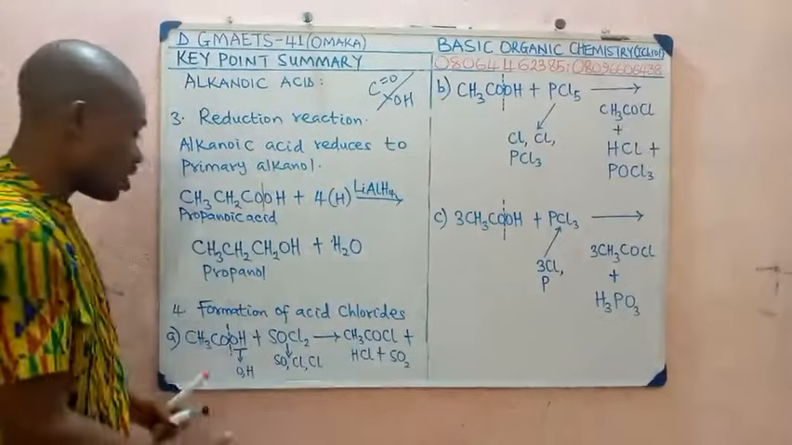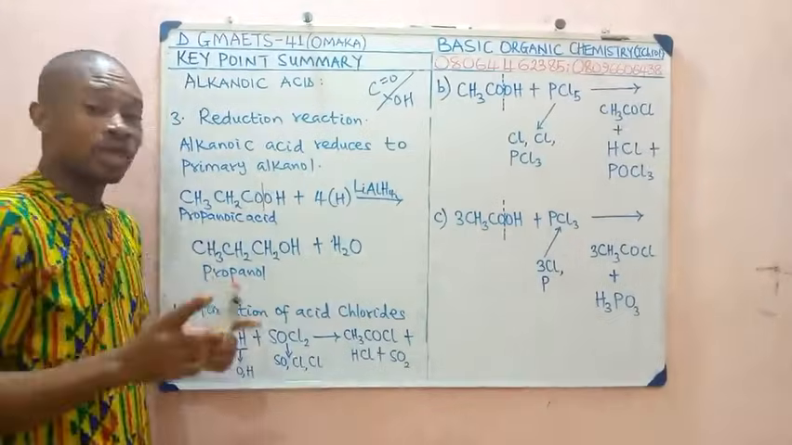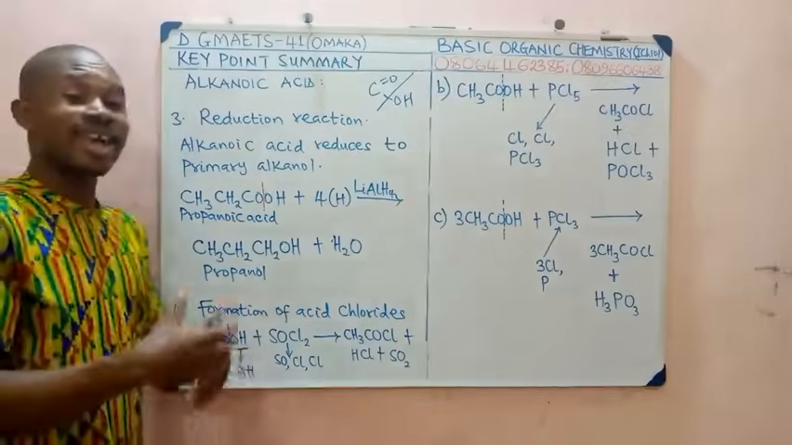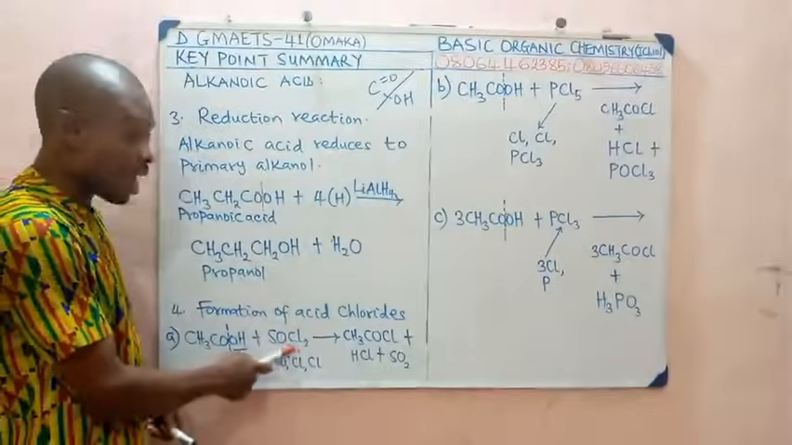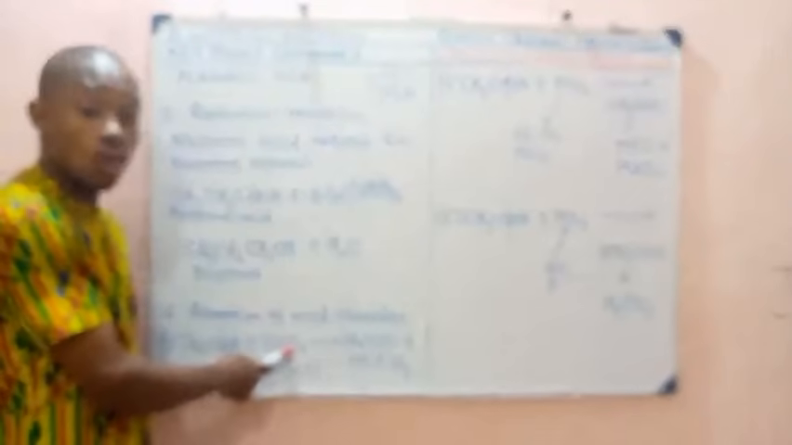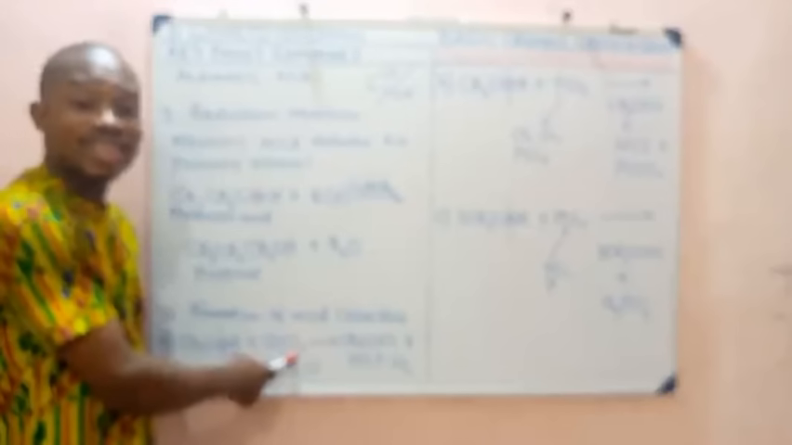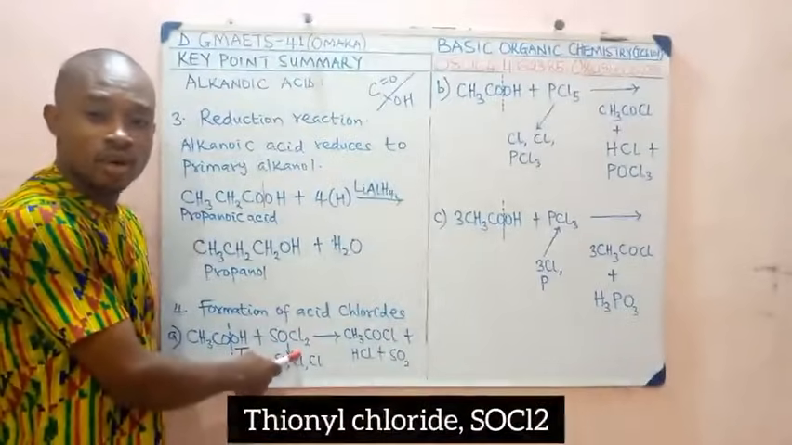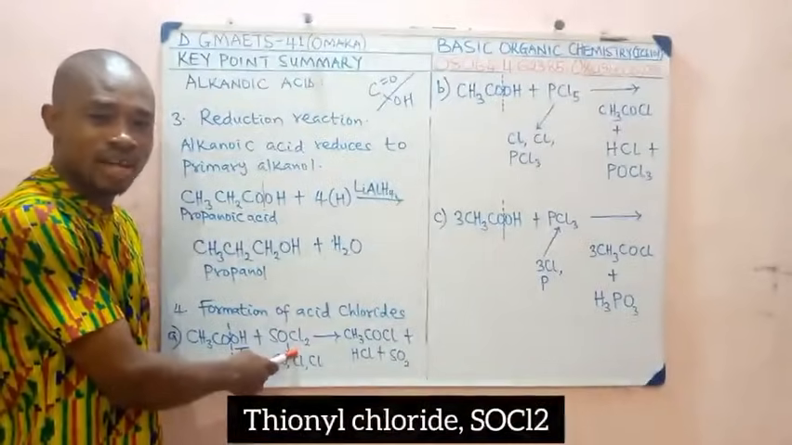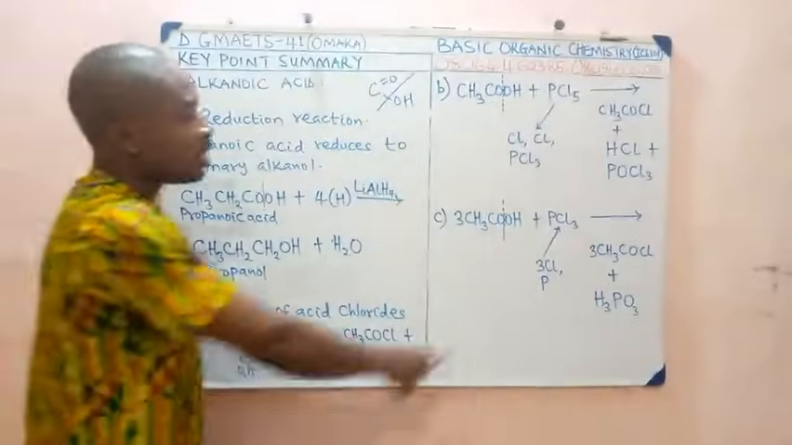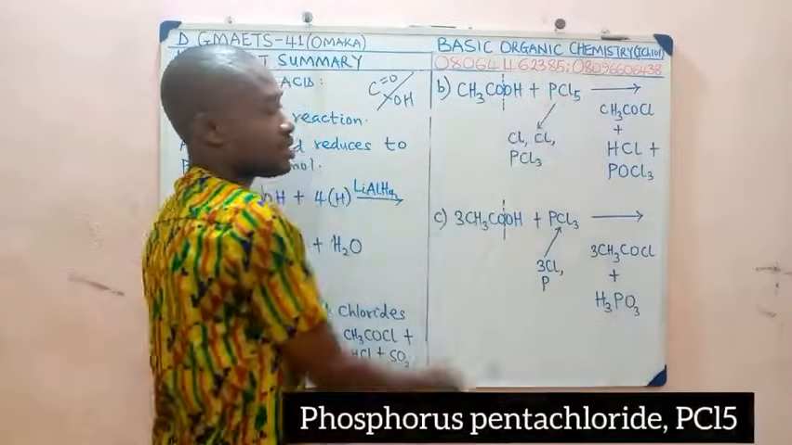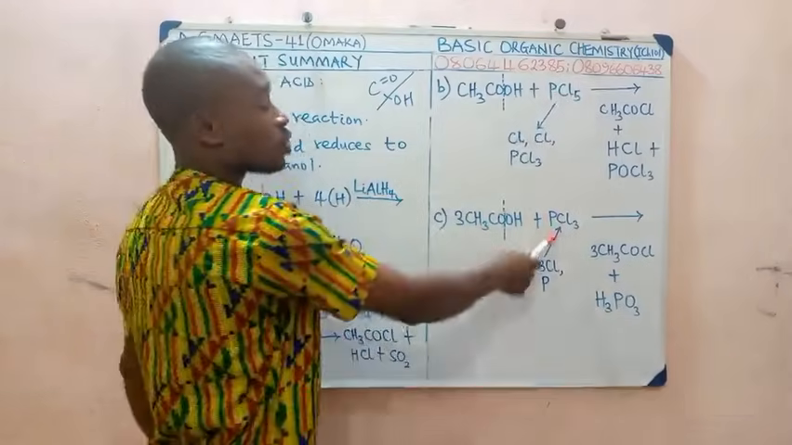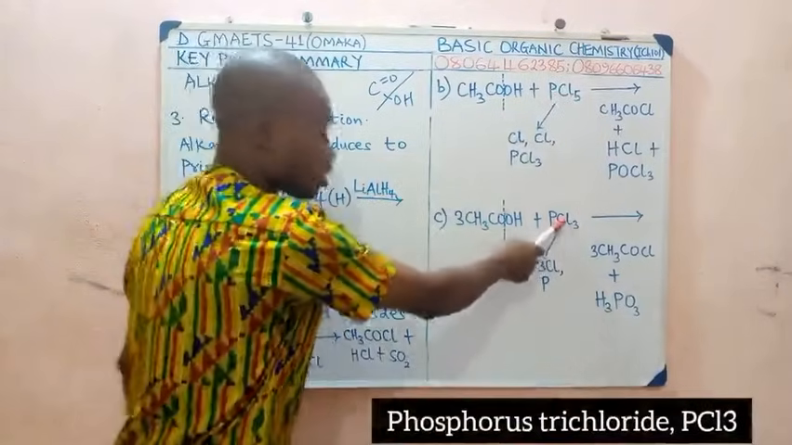So looking at this, during the reaction, look at the following things that the alkanoic acid can react with in order to give us acid chlorides. It can react with this compound, SOCl2, known as thionyl chloride. We encountered this compound under alkanols, you remember. It can also react with phosphorus pentachloride. Alkanoic acid can also react with phosphorus trichloride.